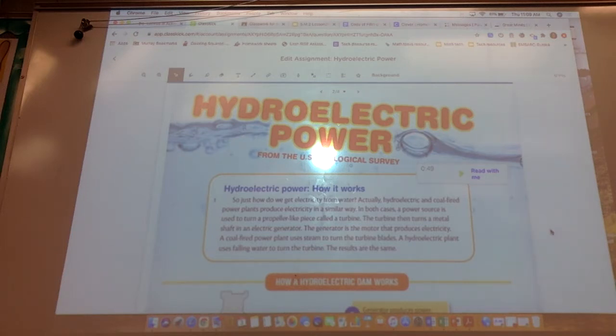How a hydroelectric dam works. So let's look at the pictures. Who wants to read bubble number 1? Dylan. Water enters through pipes. Good. Sophie, number 2. Water turns a turbine. Propeller. Good. Marley, number 3. Generator produces power, which is carried by power lines. Good. Okay.